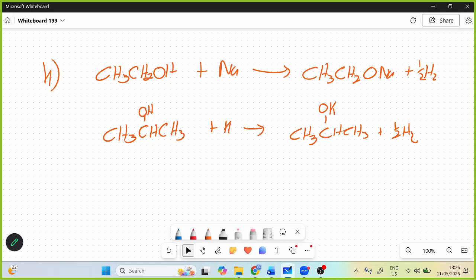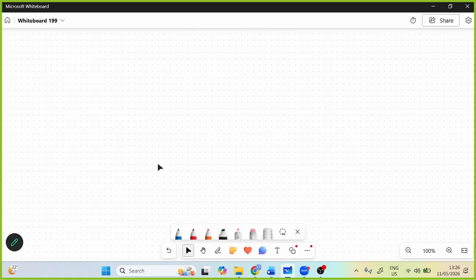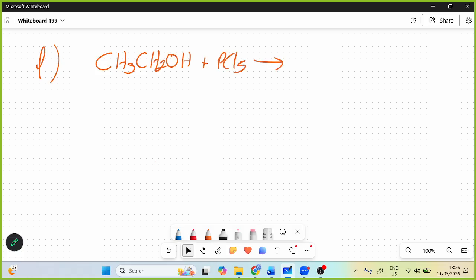Then we also have some substitution reactions. All of the next 4 reactions are reactions in which you are going to substitute with a halogen, and you need to know the products as well.